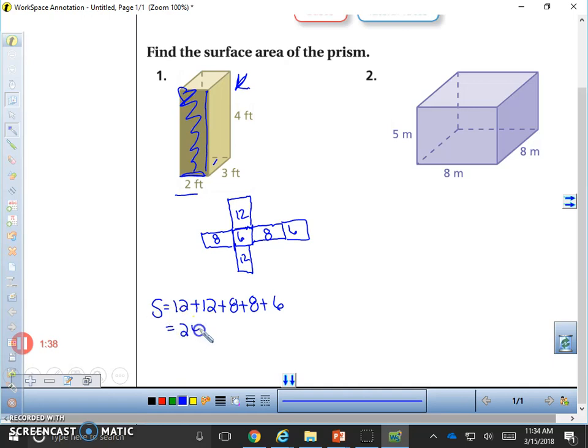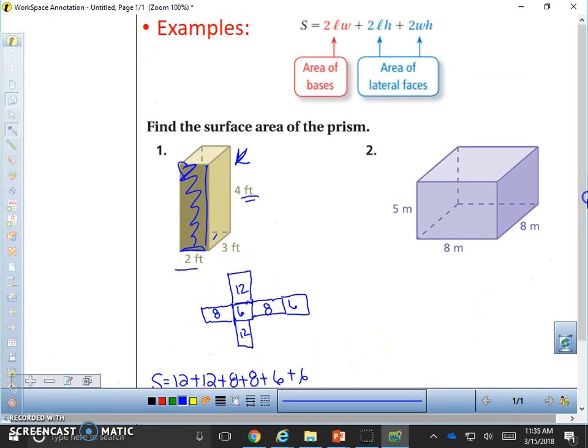12 plus 12 is 24. 8 plus 8 is 16. Oh, I forgot one more 6. 6 plus 6 is 12. 12 plus 24 is 36. I'm jumping around to make my addition easier. 32 plus 16 is 48 feet. And we have to use that square sign for surface area. Done.